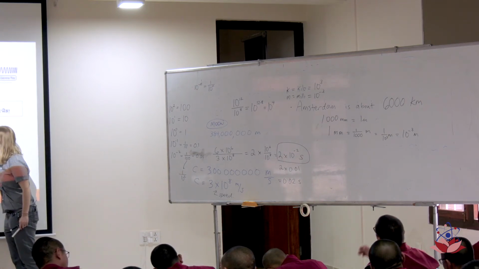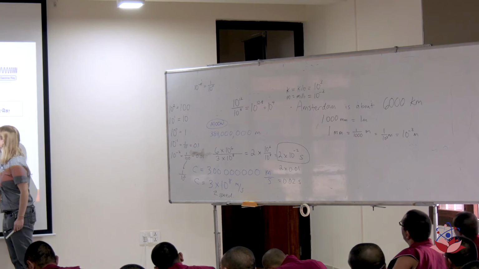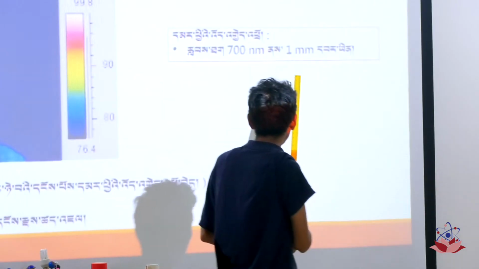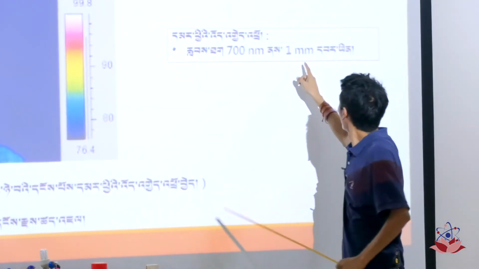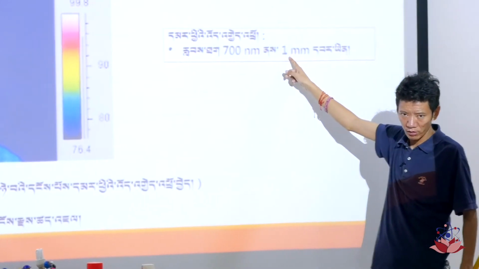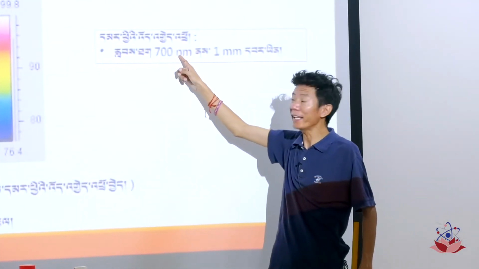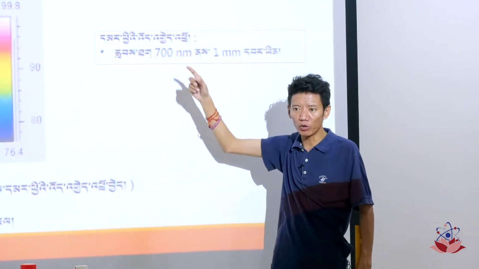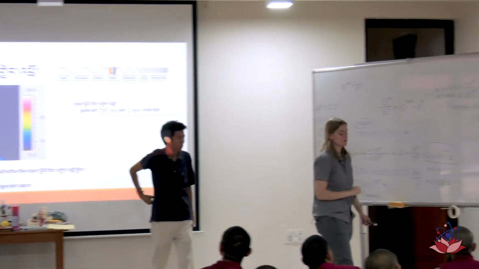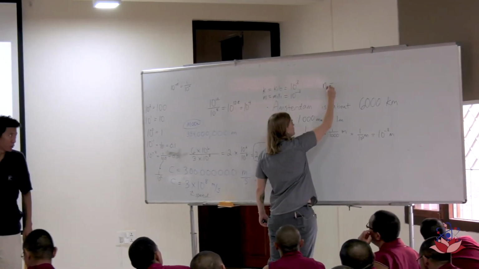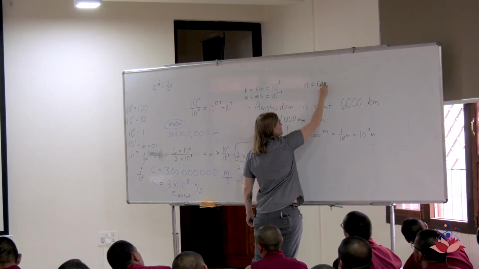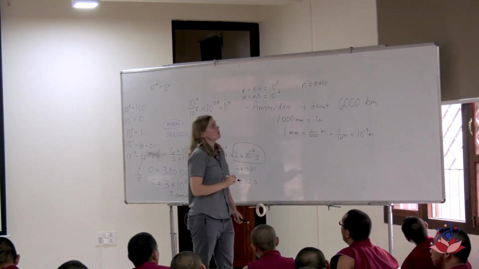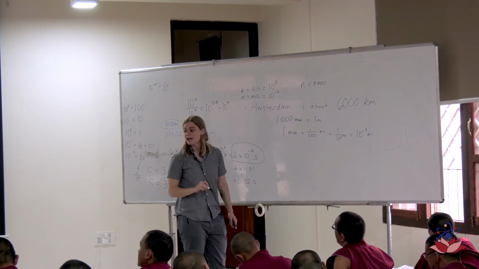Now let's look at this end. So this is 700 nm. So n stands for nano, which is 10⁻⁹.